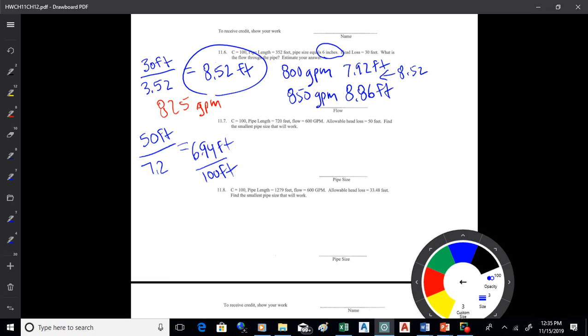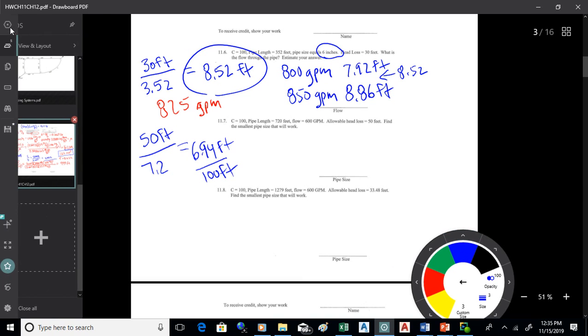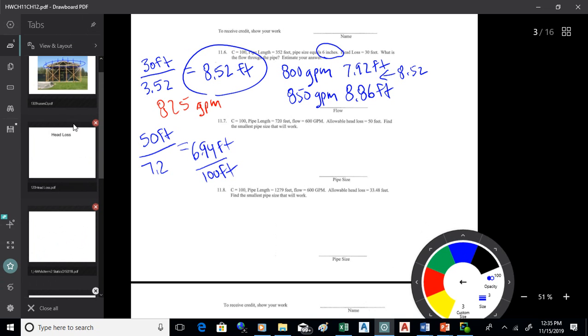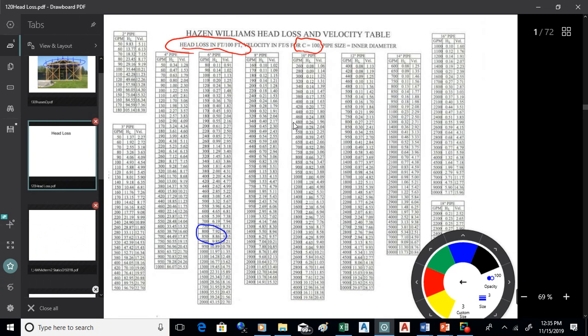So what I want to do is see what sizes of pipe don't exceed that. Once again, we're going to look at the pipe table, and this time we're going to look for a given flow. The flow is 600 gallons per minute. So I would go to the pipe table right there, and I'm going to start looking for 600 gallons per minute for different sizes of pipe.